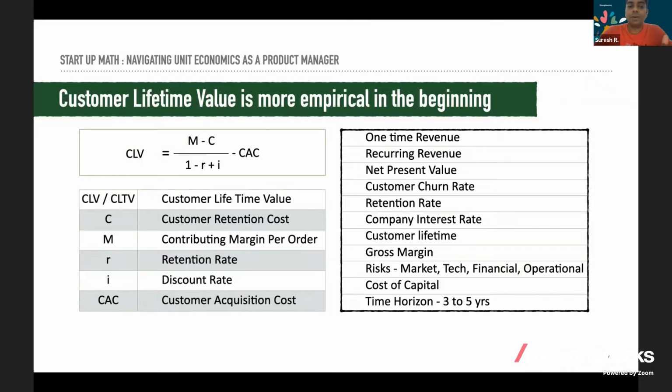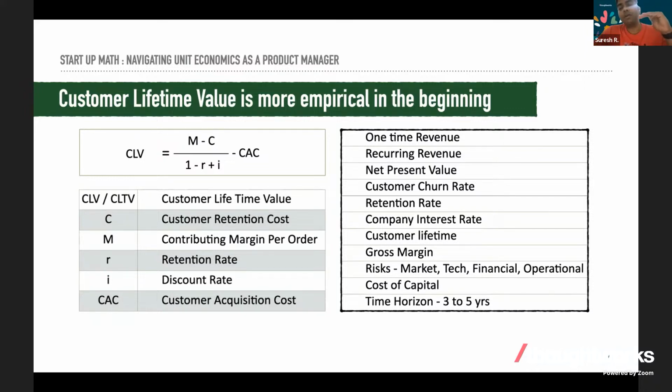If you look at this formula, you have (M minus C) divided by (1 minus R plus I). That's one section of the formula. That is how much value I derive from the customer. That's what it tells me. We'll go into the details of it. And on the right side, there is CAC, customer acquisition cost. It tells you how much you're spending to acquire a customer. So when I know how much value I'm deriving from a customer, minus how much I'm spending to acquire a customer, if it is on a positive scale, that means I'm doing something right.